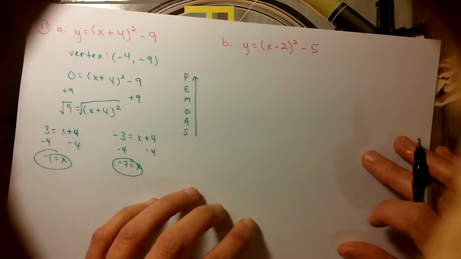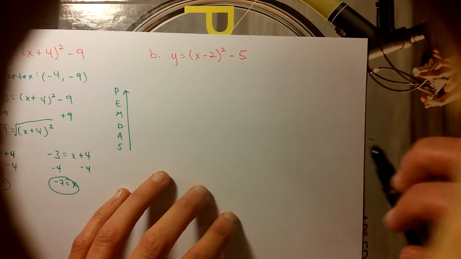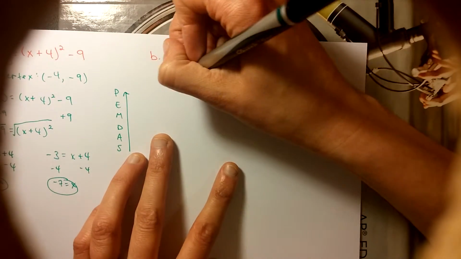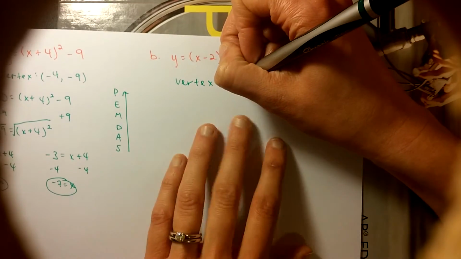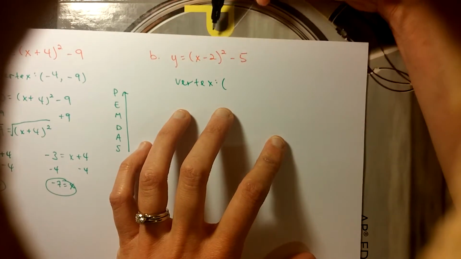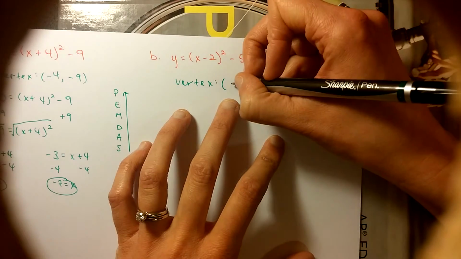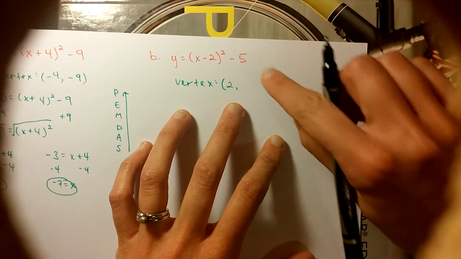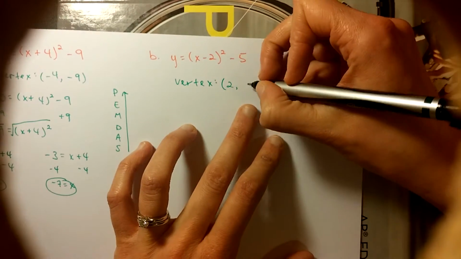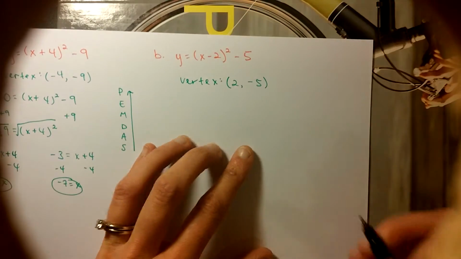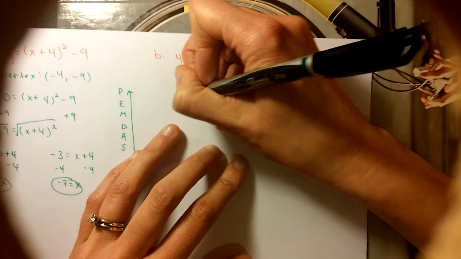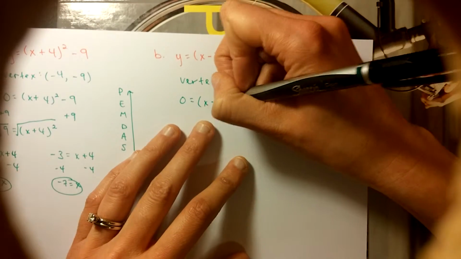So we're going to do the same process now for B. First, to find the vertex, like we did on the other one, the x-coordinate is always the opposite of this number that's in here with the x. So that would be +2. And then this number out here is the y-coordinate. So that would be -5. And then to get x-intercepts, I've got to put in 0 for y first.